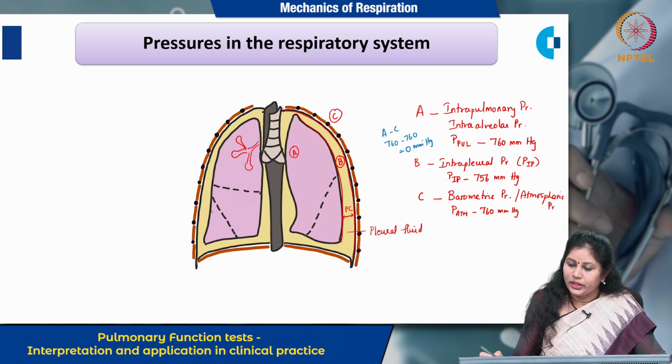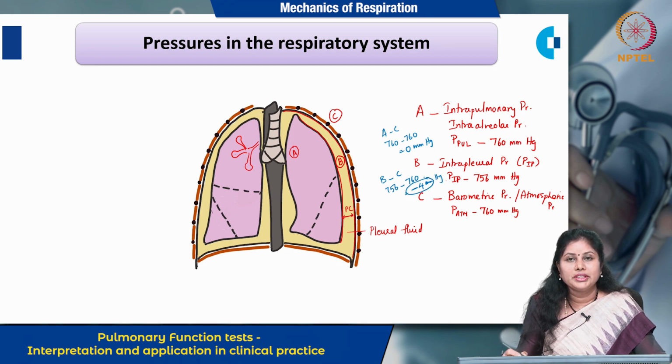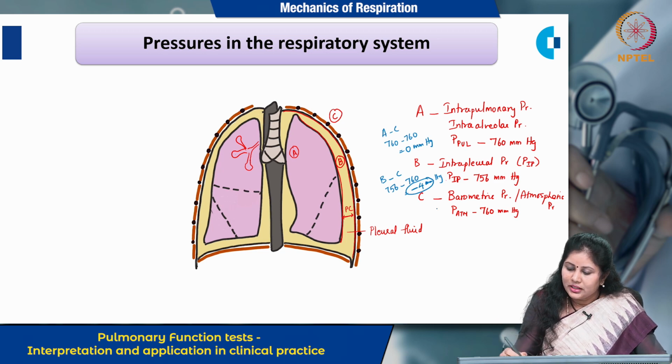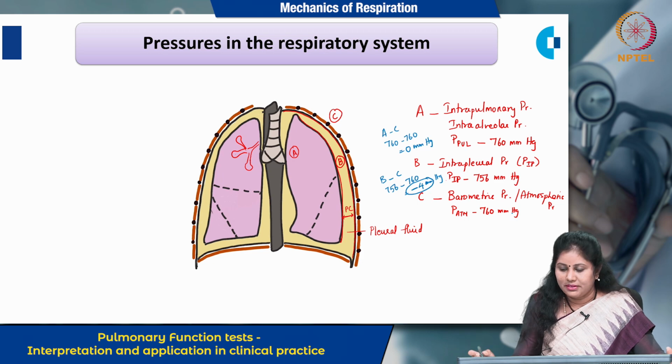Got it? Similarly, intrapleural pressure, we can refer with respect to the atmospheric pressure as B minus C, which is 756 minus 760, which comes to around minus 4 millimeters of mercury. Remember, it is negative. The intrapleural pressure is normally negative. And barometric pressure, we know it is 760.